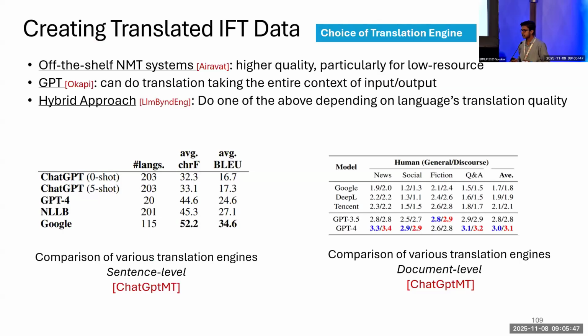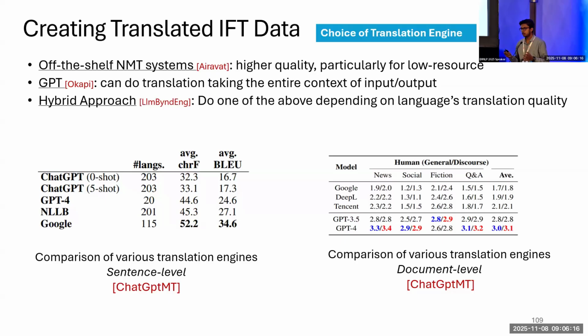So we saw that translation is a popular approach. What should be the choice of translation engine is one question. So we could use off-the-shelf NMT systems, which are of higher quality, particularly for low resource, or we could use GPT. This can translate taking the entire context of input or output, or we could take a hybrid approach and do one of the following, depending on the language's translation quality.